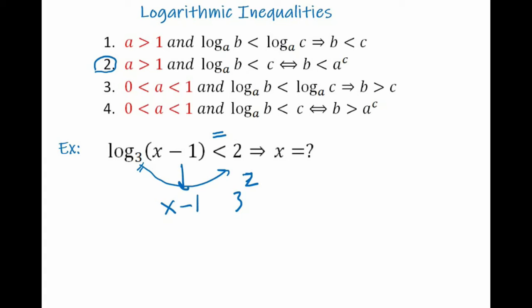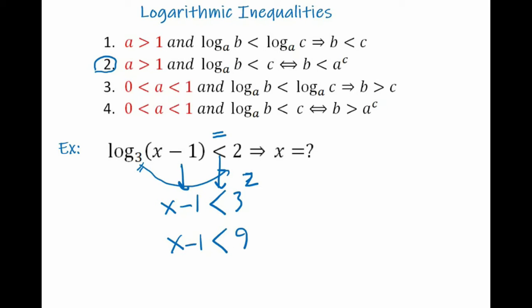So x minus 1 is here. And again, instead of the equal sign, I'm just bringing that less than symbol here. So everything is the same, okay? Suppose that there is an equal symbol instead of the less than symbol. So x minus 1 is going to be less than 3 to the power of 2, which is 9, guys.